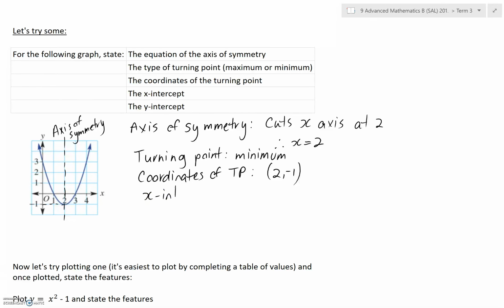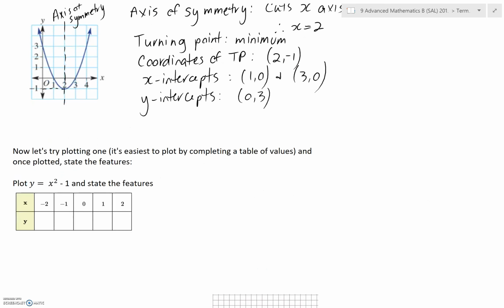Your x-intercepts, again, read that off your graph, are at (1, 0) and (3, 0), and your y-intercepts, again, read off your graph, are at (0, 3). Now, you may have noticed that this one we just looked at is actually the same graph as the one we just looked at in our example, but you can see where all of the information's come from, I hope.